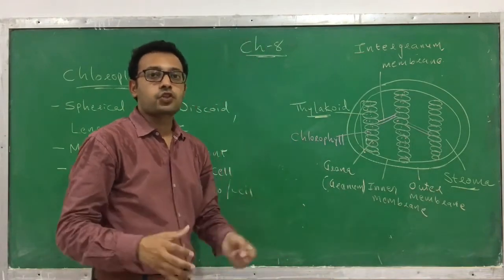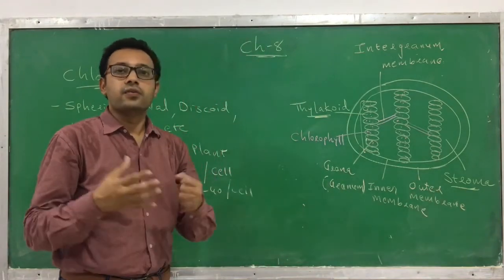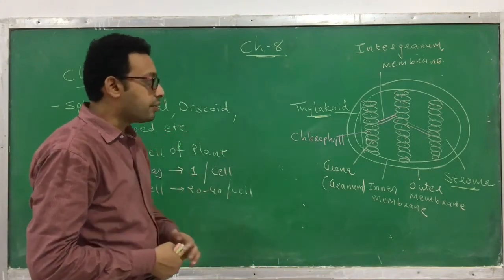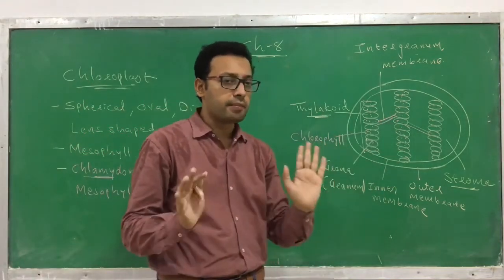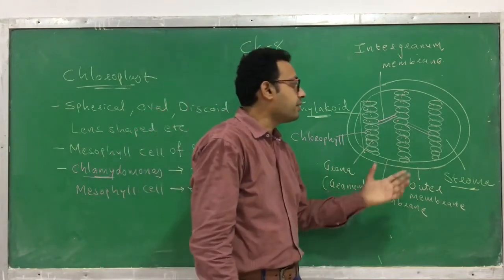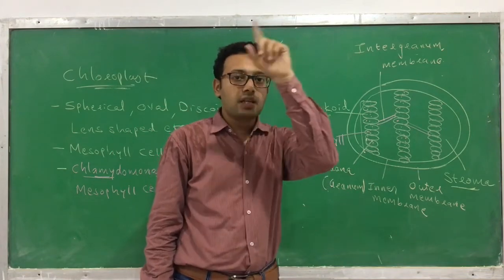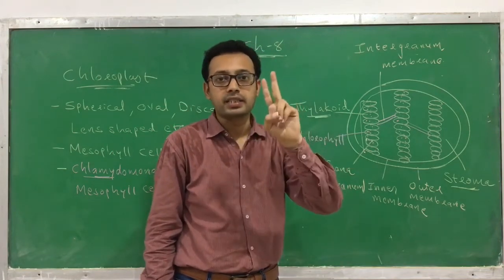Okay, this is the stroma and the thylakoid, where actual photosynthesis takes place. So I again repeat the whole thing. Remember, how many membranes surround a chloroplast? Two membranes surround a chloroplast. One is the outer membrane, the second is the inner membrane.